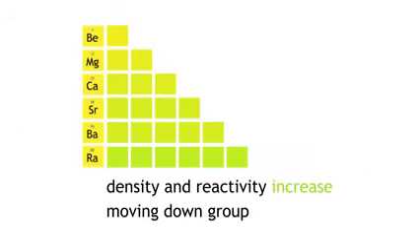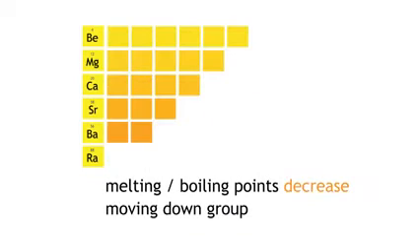Moving down the group, their density and reactivity increases. Melting points and boiling points decrease, and the metals become softer. We will now learn about the reactions of magnesium and calcium with oxygen and water.